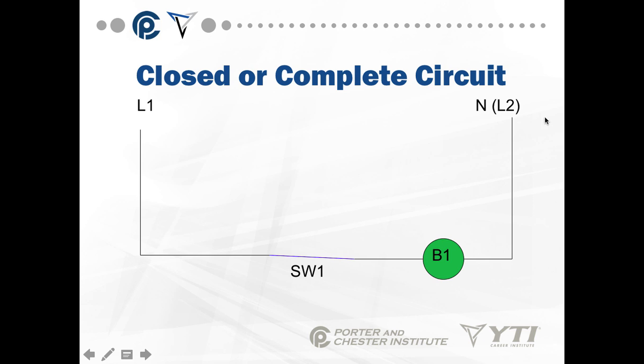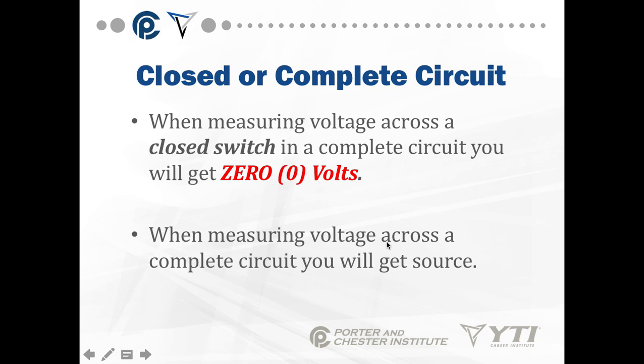Again, notice I have a complete path from neutral through my load, through the switch, back to L1. So that is a complete circuit. When measuring voltage across a closed switch in a complete circuit, you get 0 volts. There's no difference in potential. When measuring voltage across a complete circuit, you will get source.